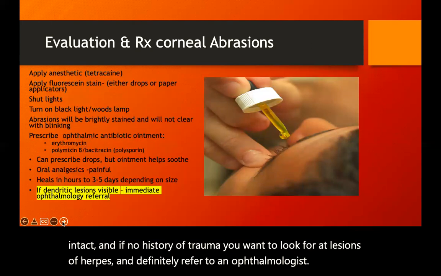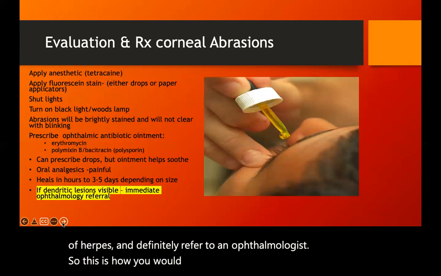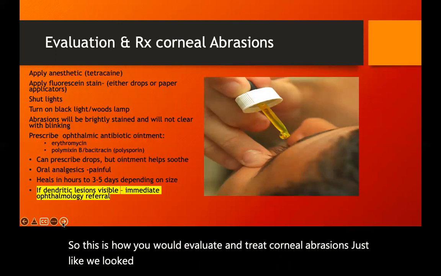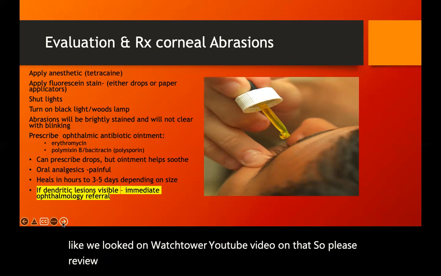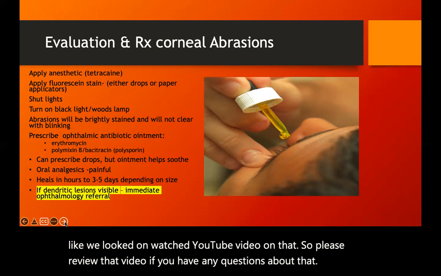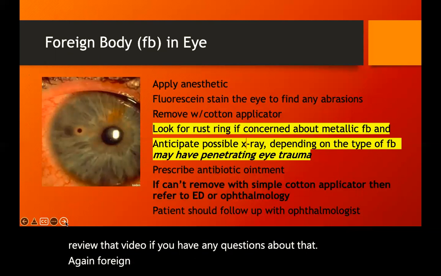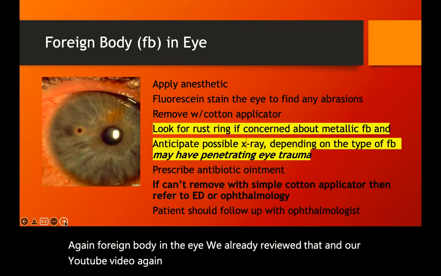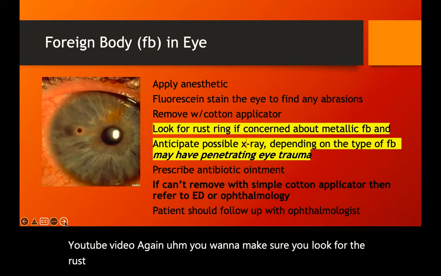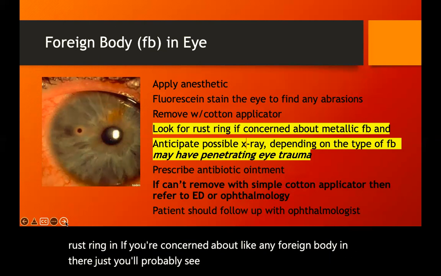So this is how you would evaluate and treat corneal abrasions, just like we watched in our YouTube video on that. So please review that video if you have any questions about that. Again, foreign body in the eye, we already reviewed that in our YouTube video. Again, you want to make sure you look for the rust ring if you're concerned about any foreign body in there. You'll probably see that for a few days, even after the thing is removed, just so you know.